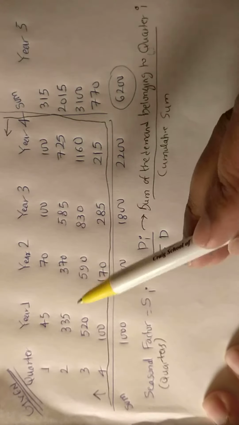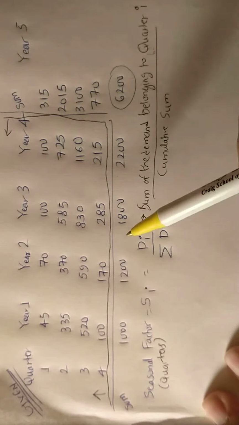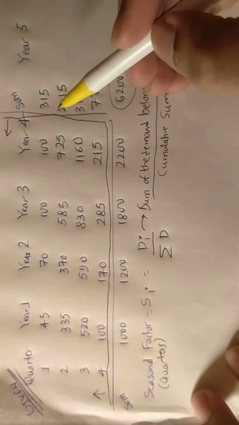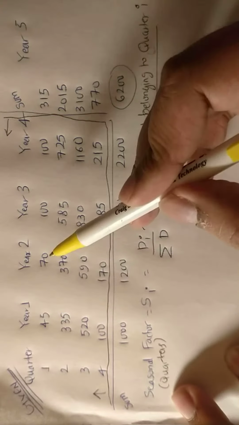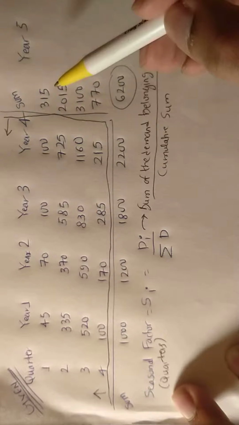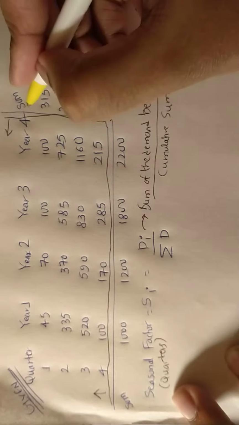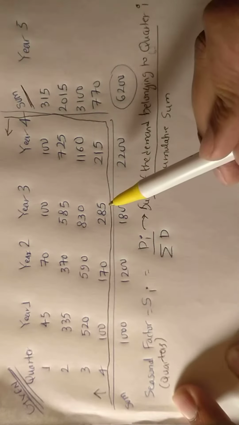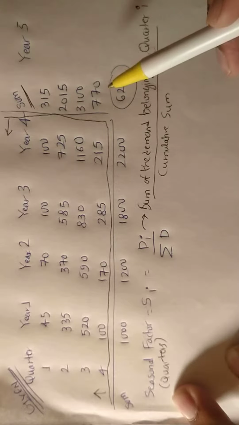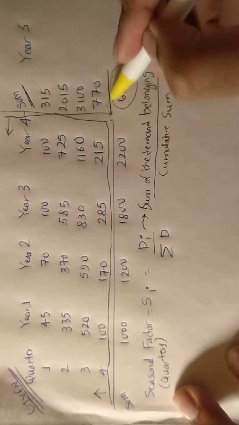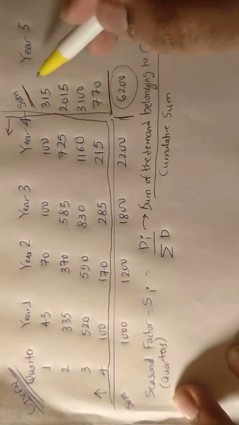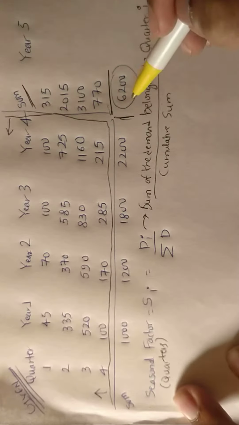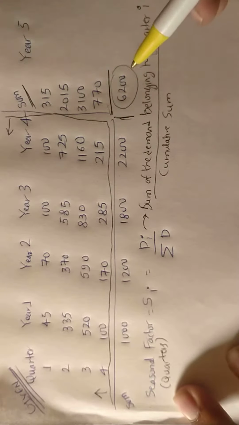That's the reason why I have already computed these sums for the different quarters and the different years. I took the luxury of summing this row. So 45 plus 70 plus 100 plus 100 is equal to 315. That's my column that computes the sum for each quarter. Similarly, 100 plus 170 plus 285 plus 215 equals 770. And you could sum these numbers, 315, 2015, 3100, 770, and you end up with 6200. This is our cumulative sum.